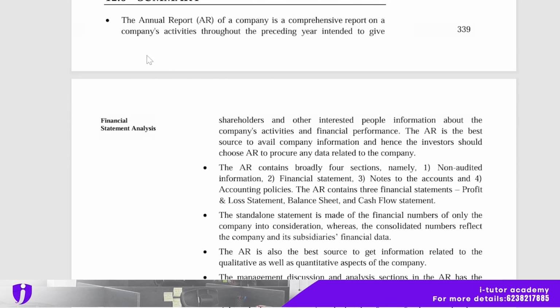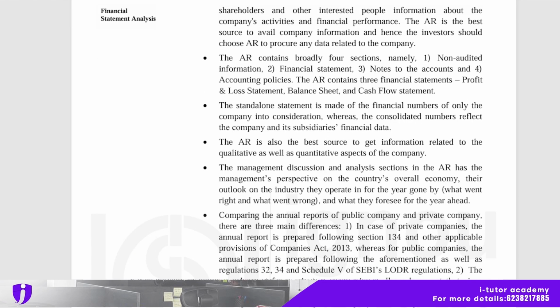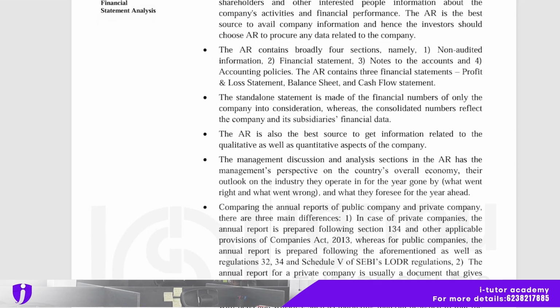And the summary of this chapter is: the annual report, AR, of a company is a comprehensive report on a company's activities throughout the preceding year, intended to give shareholders and other interested people information about the company's activities and financial performance. The AR is the best source to avail company information, and hence the investors should choose AR to procure any data related to the company. The AR contains broadly four sections, namely non-audited information, financial statement, notes to the accounts, and accounting policies. The AR contains three financial statements: profit and loss statement, balance sheet, and cash flow statement.